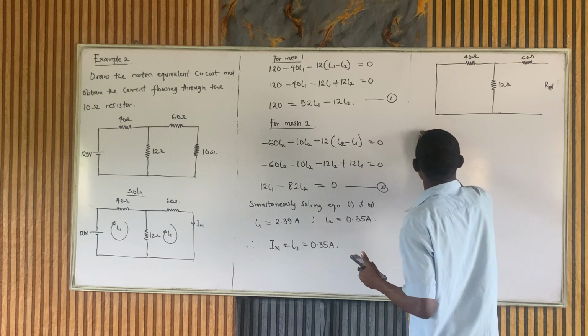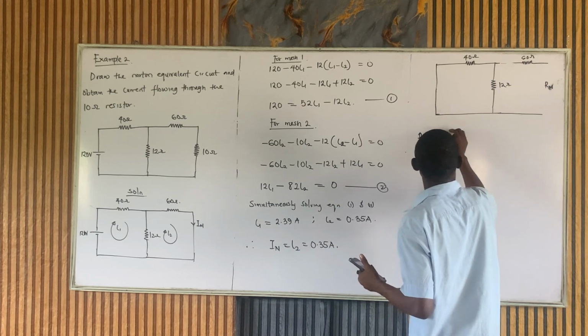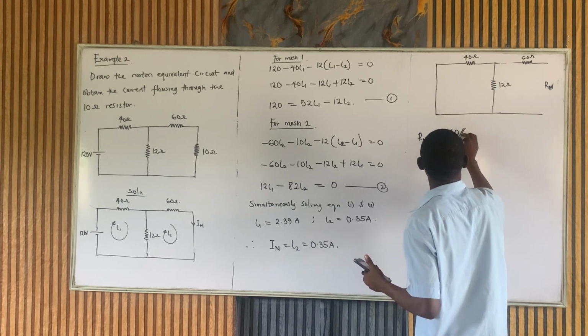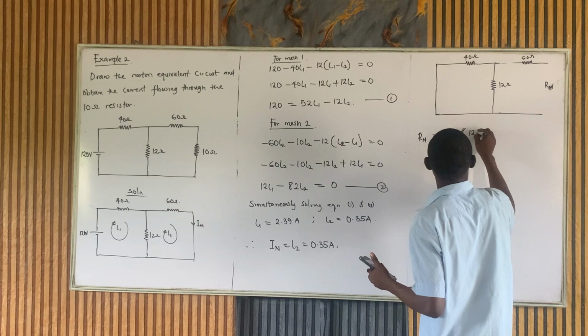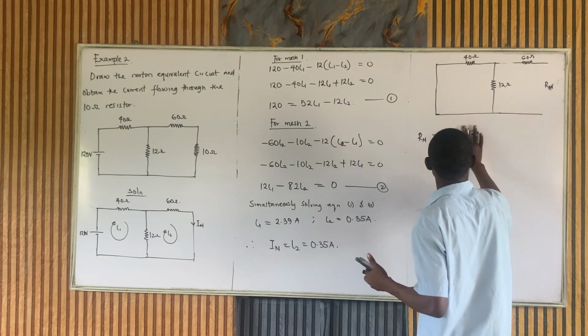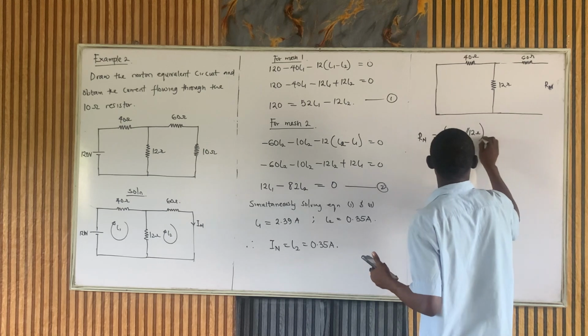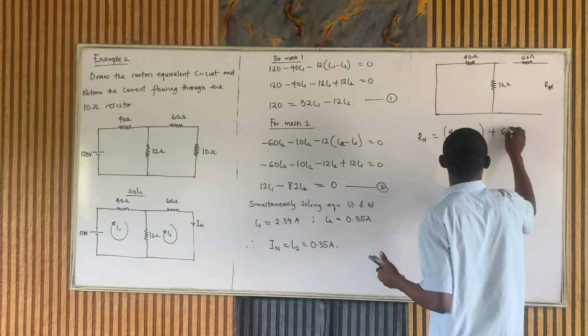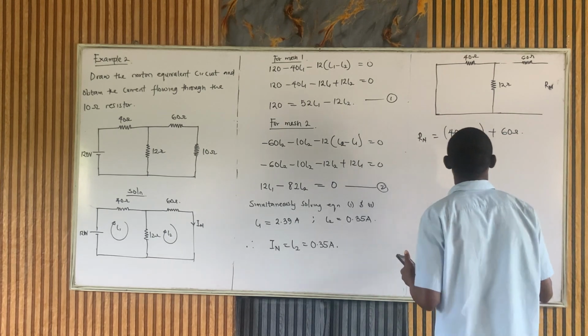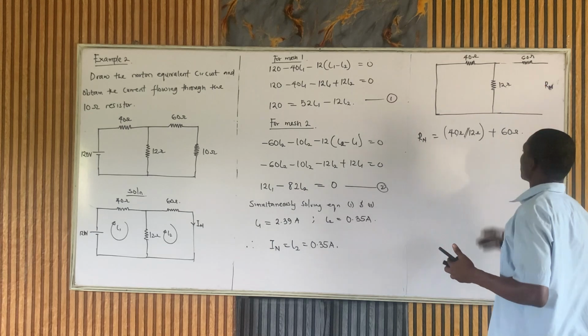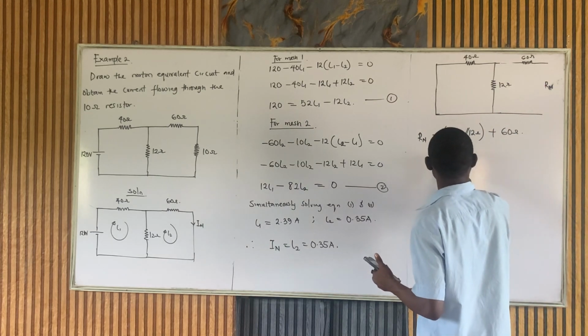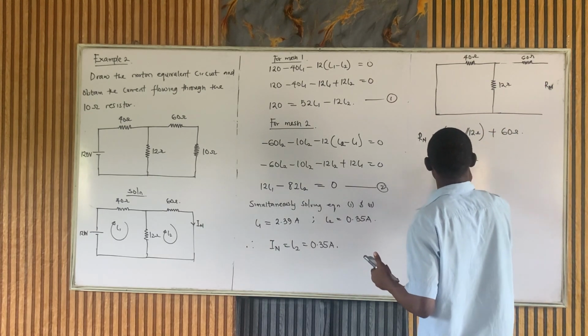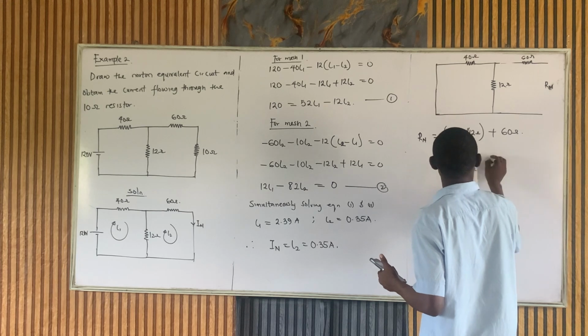So my RN will be 40 ohms in parallel with 12 ohms. And that itself in series with 60 ohms. But when I combine this, it will not be in series with this. And that will be 40 times 12 over 40 plus 12 plus 60.